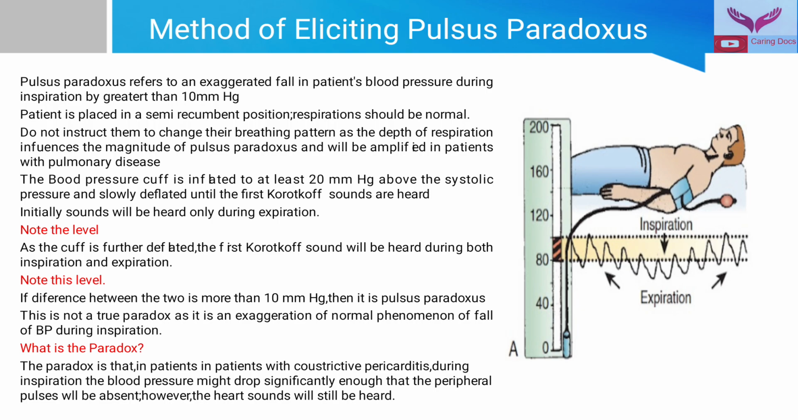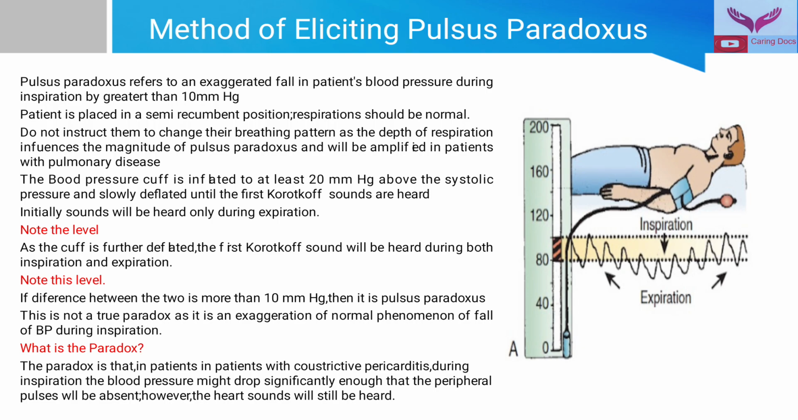The blood pressure cuff is inflated at least 20 mm of mercury above the systolic pressure and then slowly deflated until the first cough sounds are heard. The initial sounds will be heard only during inspiration. We have to note the level. As the cuff is further deflated, the first cough sound will be heard during both inspiration and expiration. Note this level. If the difference between the two is more than 10 mm of mercury, then it is pulsus paradoxus.